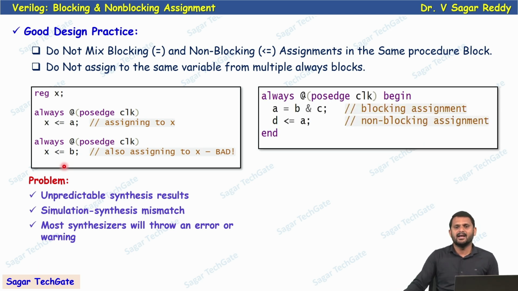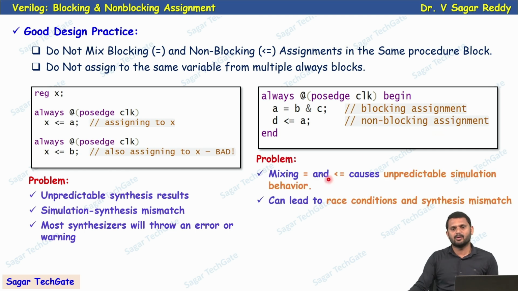Clear? Now see another example. Here, always at the rate posedge clock begin, A equal to B and C. This is a blocking statement. D less than or equal to D. This is a non-blocking assignment. So we cannot mix these two. So what is the problem here?